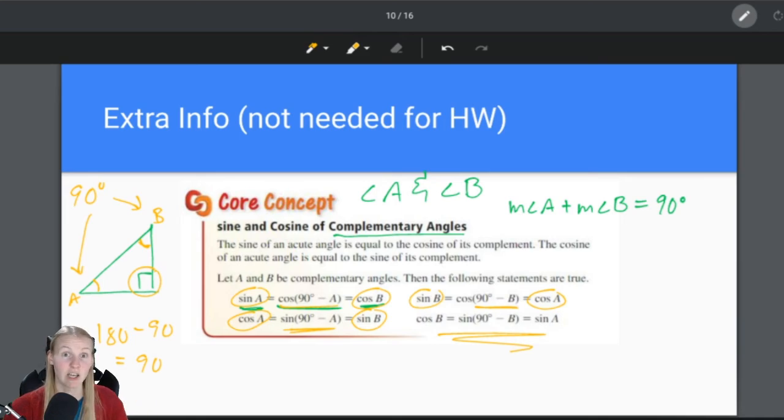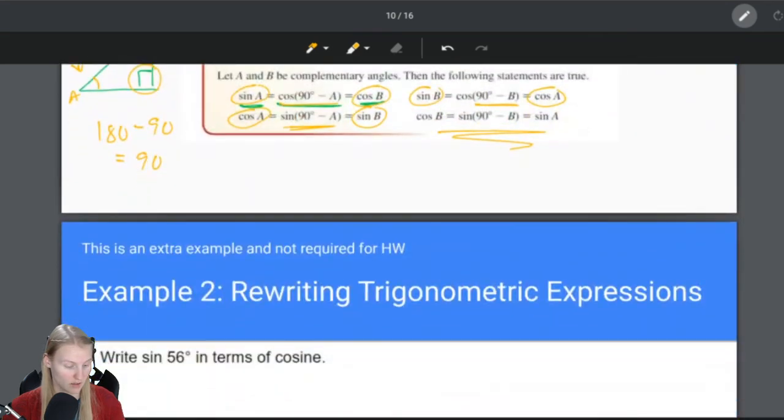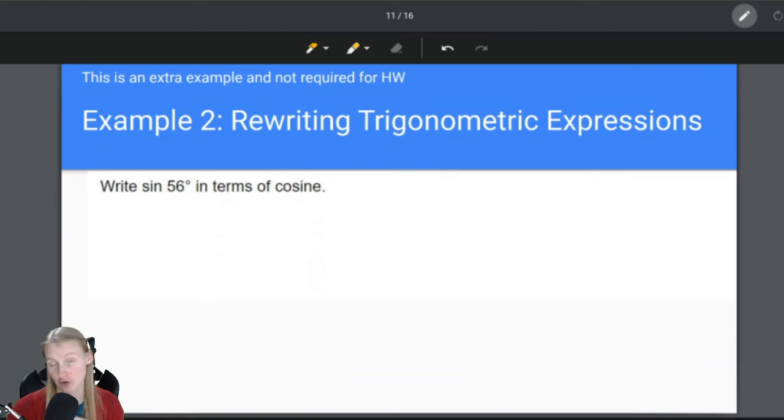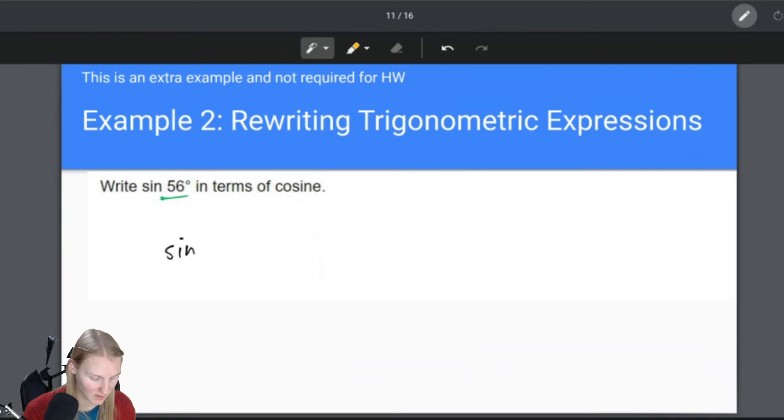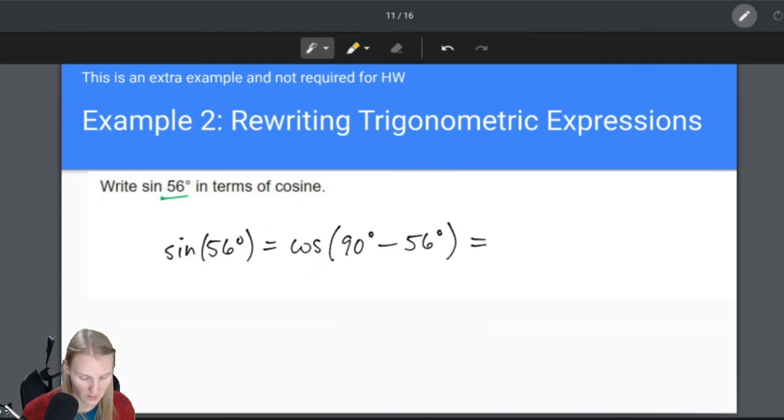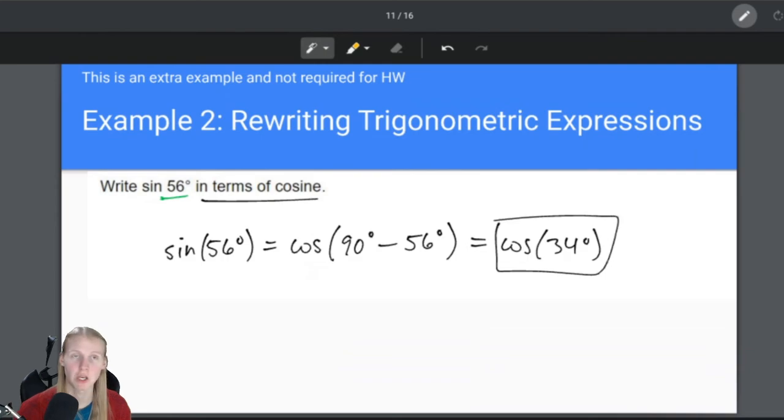All right, let's see an example of this in action, shall we? And again, this is an extra example and not required for homework. This is purely for fun. Write sine of 56 degrees in terms of cosine. Well, remember from the last slide that sine of 56 degrees is equal to cosine of 90 degrees minus 56 degrees. What is 90 minus 56? 34. So this is cosine of 34 degrees.